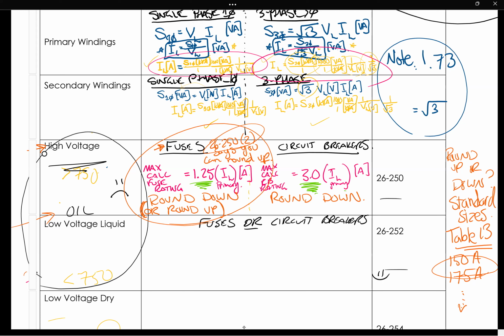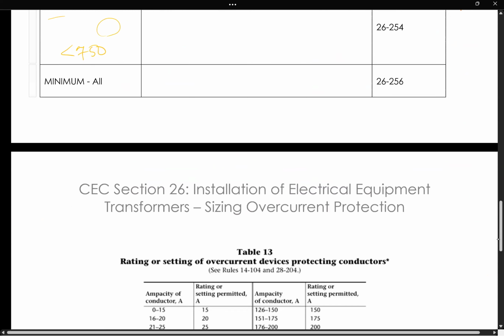Can you ever round up a circuit breaker in this high voltage application? Never round up. You can only round down. And where is the rounding? The rounding is found in table 13.